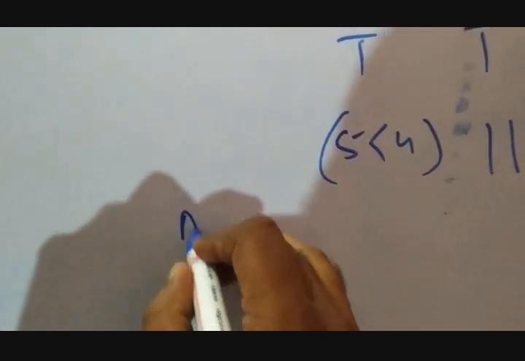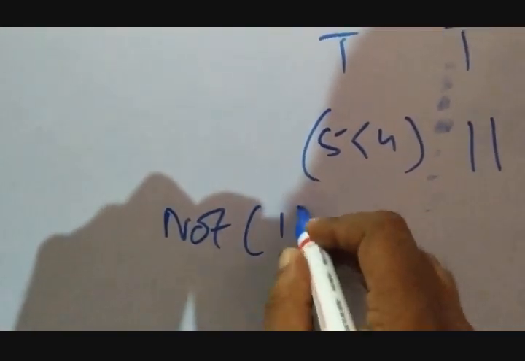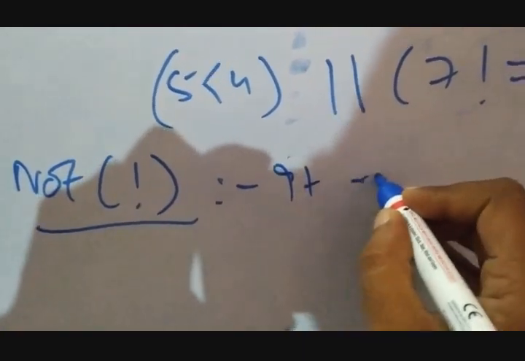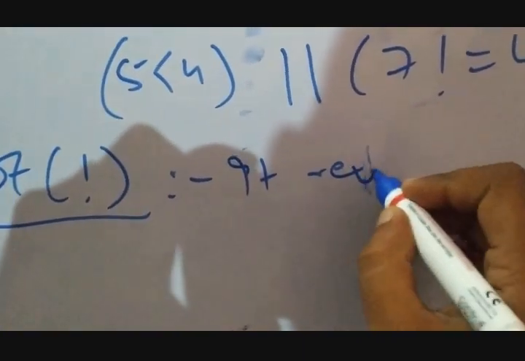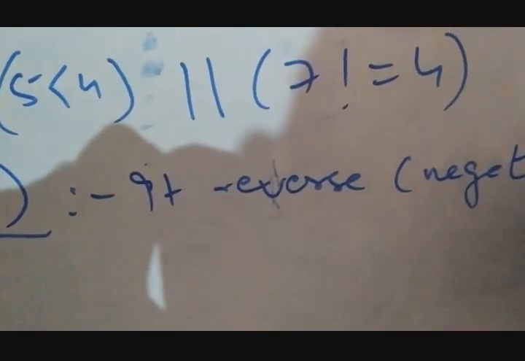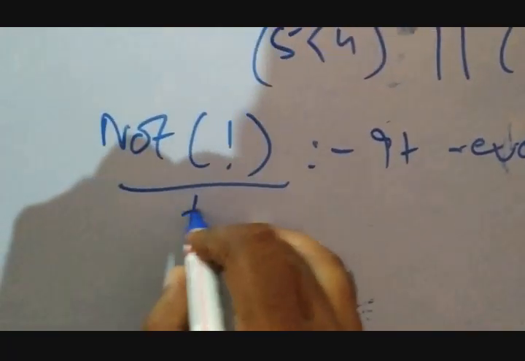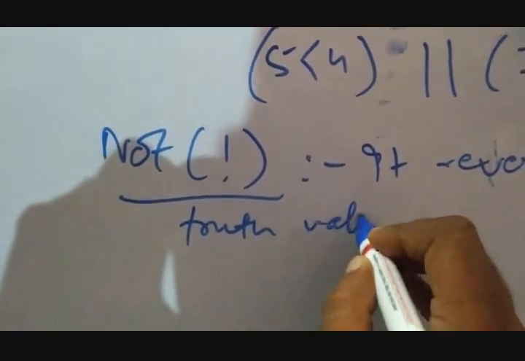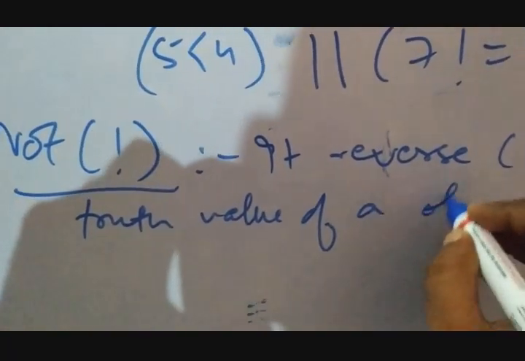And then the NOT operator. What does the NOT operator do? It has a higher priority than anybody else. The NOT operator negates or reverses the truth value of an operand.